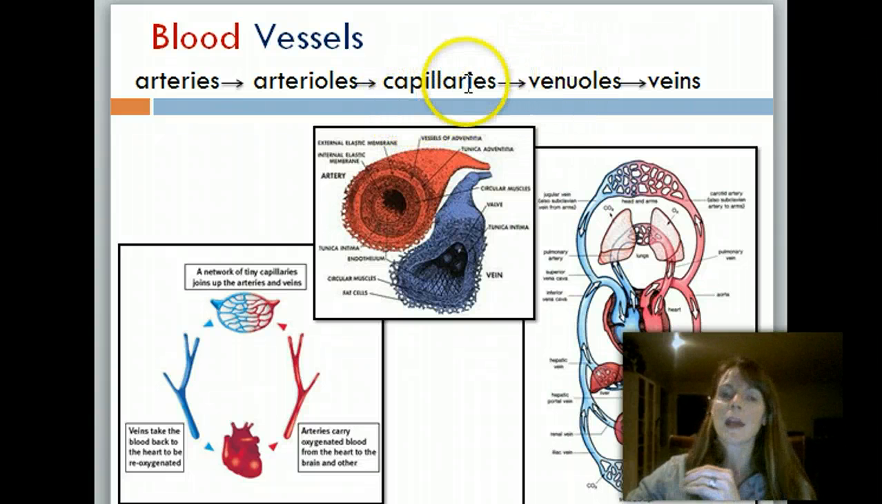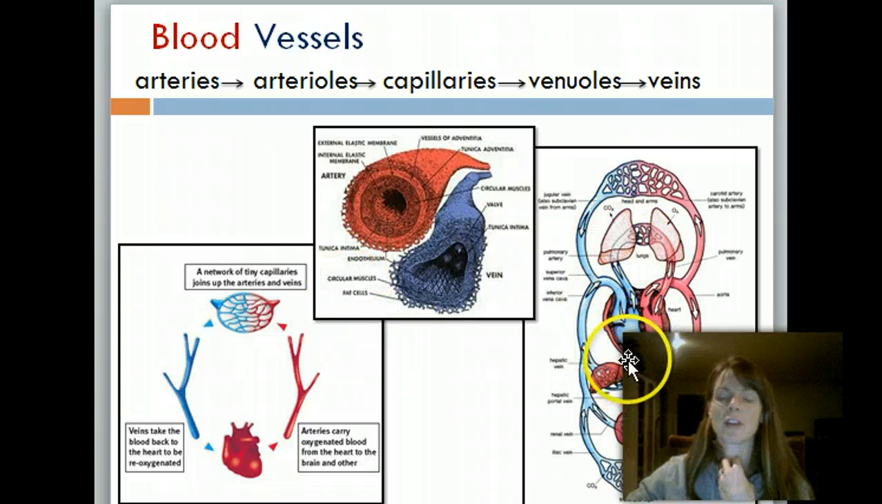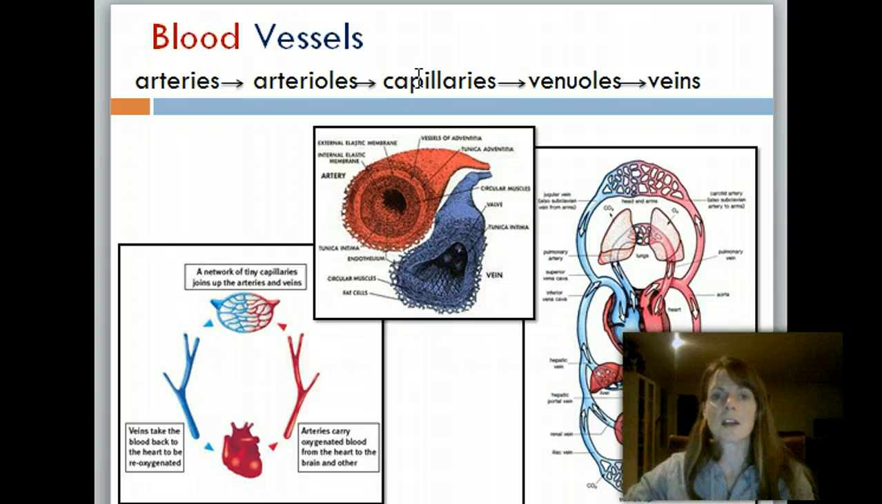And then again, I'm going to go through these diagrams real quick, but once you go through the capillaries, then you're distributing the oxygen. So now that blood moves into venules, which are kind of small veins, but now it's deoxygenated blood, into larger veins, which then take the blood back to the heart. So that's what this diagram is showing.